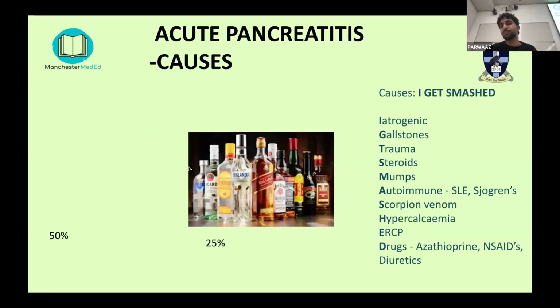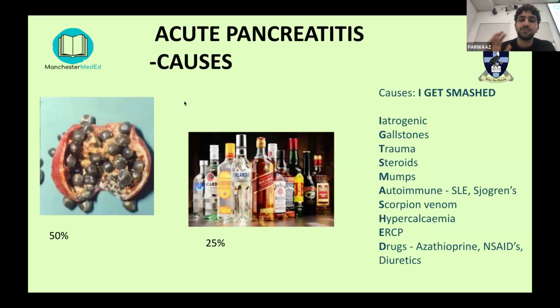I'm sure you guys have seen this before. Best way to remember it, I GET SMASHED. Main causes of pancreatitis. So iatrogenic, usually through surgery or ERCP. Gallstones, by far the most common cause. So 50% of pancreatitis is gallstones related. So essentially gallstones going back through the pancreatic duct and causing obstruction.